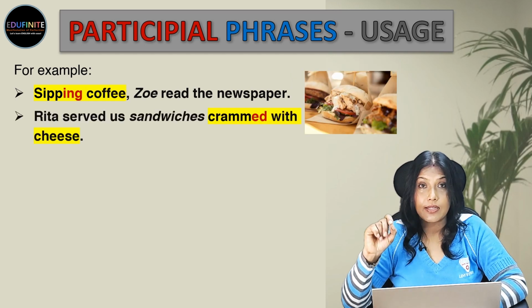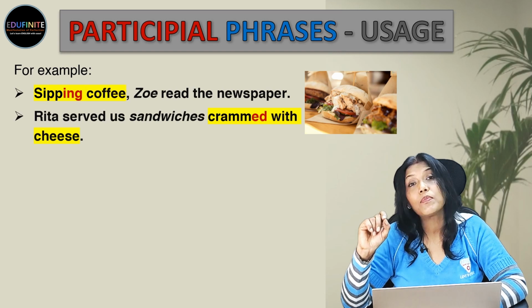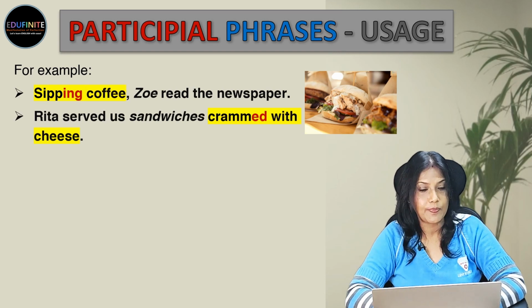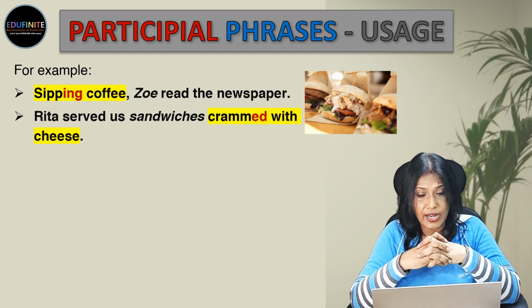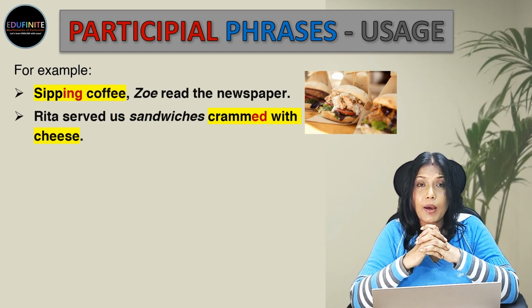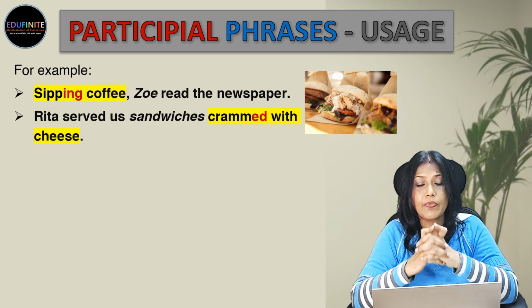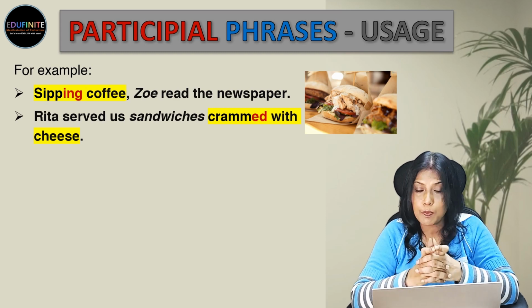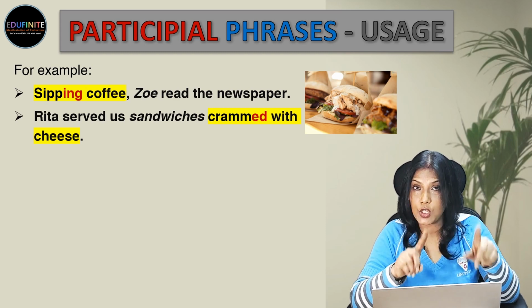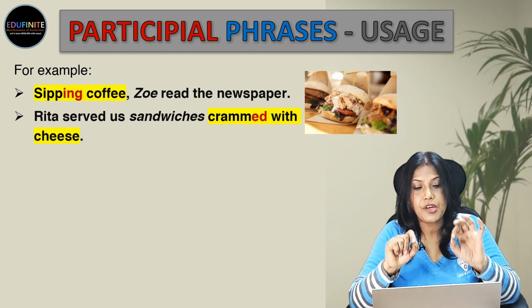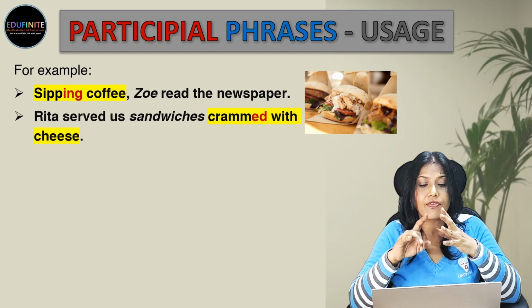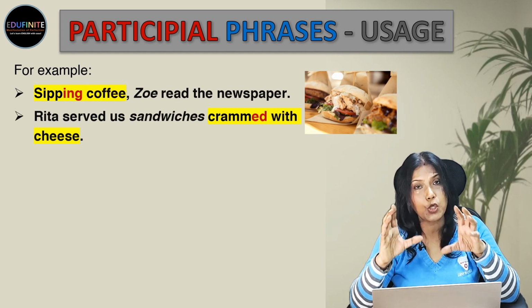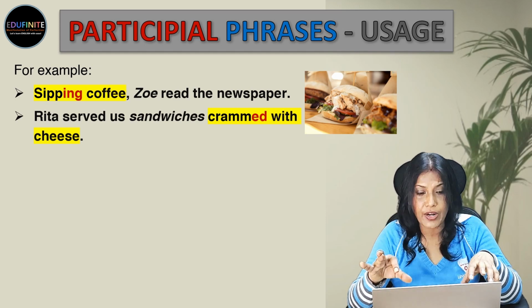Rita served us sandwiches crammed with cheese. So here, crammed with cheese is a participle phrase. Why is it a participle phrase? Because see, crammed, we have the past participle here. Sipping, ing, that was the present participle. Here, crammed, ed is the past participle. With that, we have with cheese. So, crammed with cheese is the participle phrase.